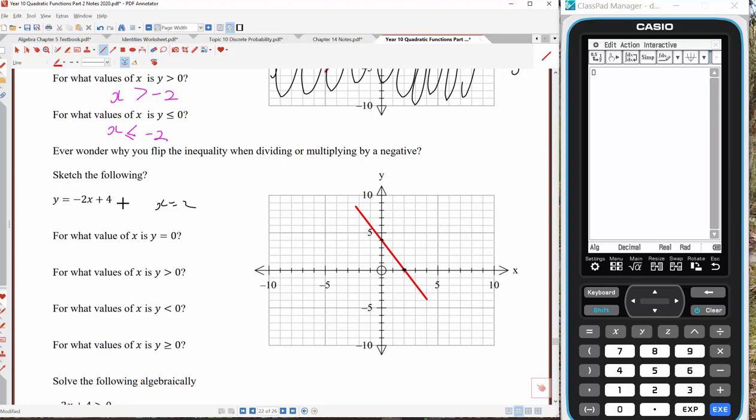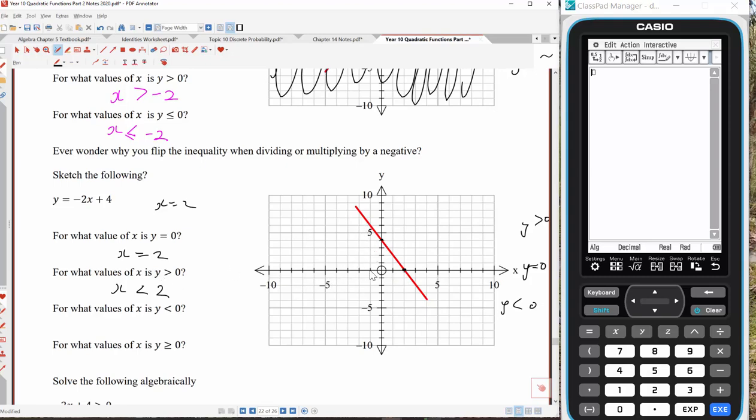It's a bit better. All right, what value of x is y equal to 0? It's going to be when x is equal to 2. So that's y equals 0. This is when y is greater than 0. This is when y is less than 0. For what values of x is y greater than 0? So if you look here, it's for all the values of x less than 2. Okay, so all of these values here less than 2 will produce a y value larger than 0.